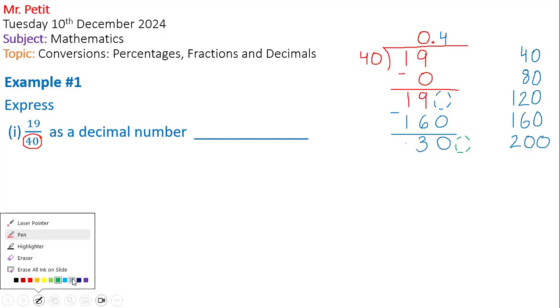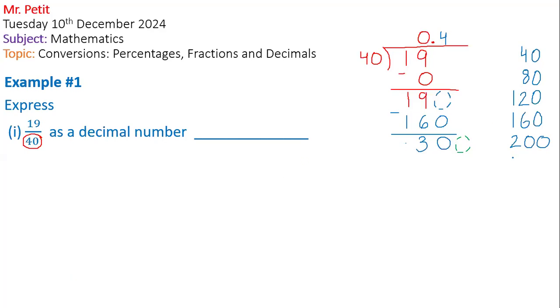So we have 200. After 200 is going to be what? 240. After 240 it's going to be what? 280. After 280 it's going to be what? 320. And 320 is too much because we just have 300.